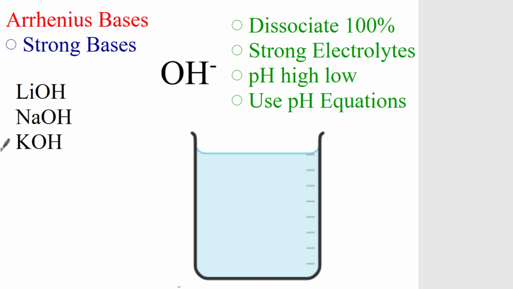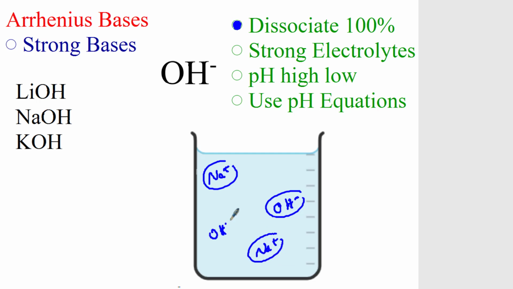And these also dissociate 100%, which means we have lithium hydroxide, sodium hydroxide, or potassium hydroxide. If we have sodium hydroxide, we have Na plus and OH minus. As you can see, the OH minus is very high in concentration. It's also going to be a strong electrolyte because we have free positives and negatives in the solution, which means it's going to conduct electricity very, very well.